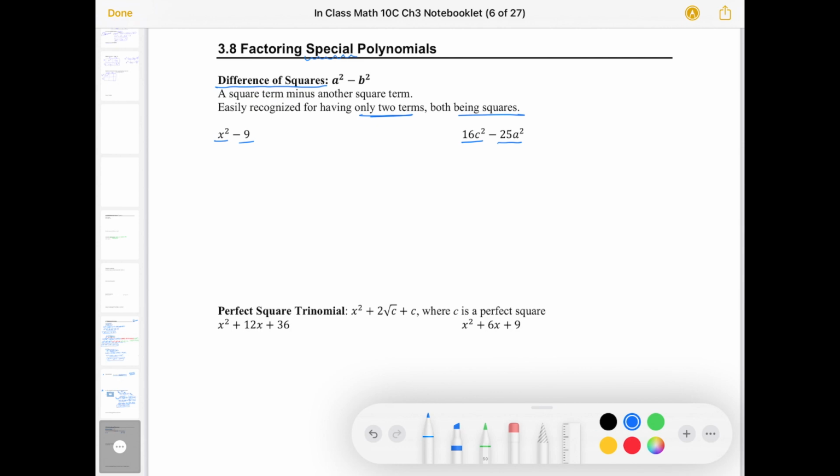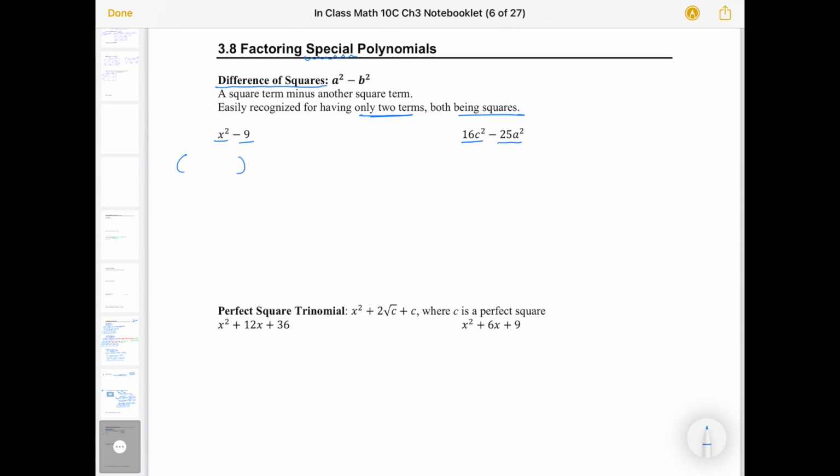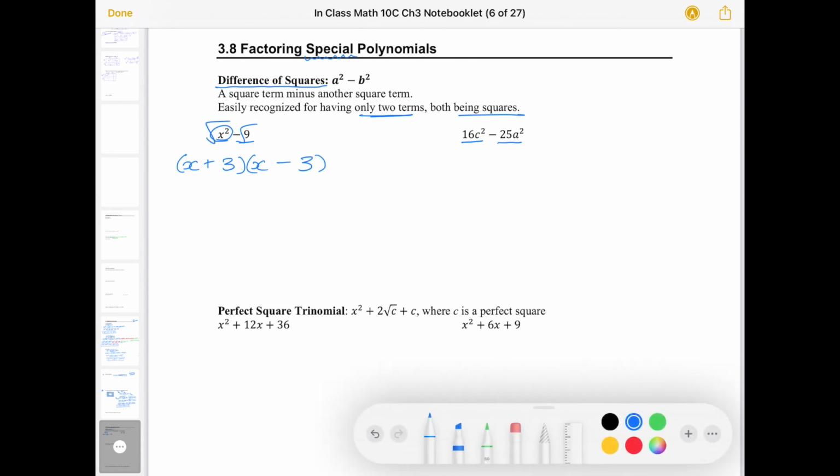So I'm just going to do the shortcut here, and then I'll explain why it works. What we need to do is put it into two binomials multiplied together. I'm going to take the square root of the first term, so it's just x and x, and the square root of the second term, so that's 3 and 3, and I'm going to add in one and subtract in the other, and I'm done. That's all I need to do with this factoring, and let me prove it to you.